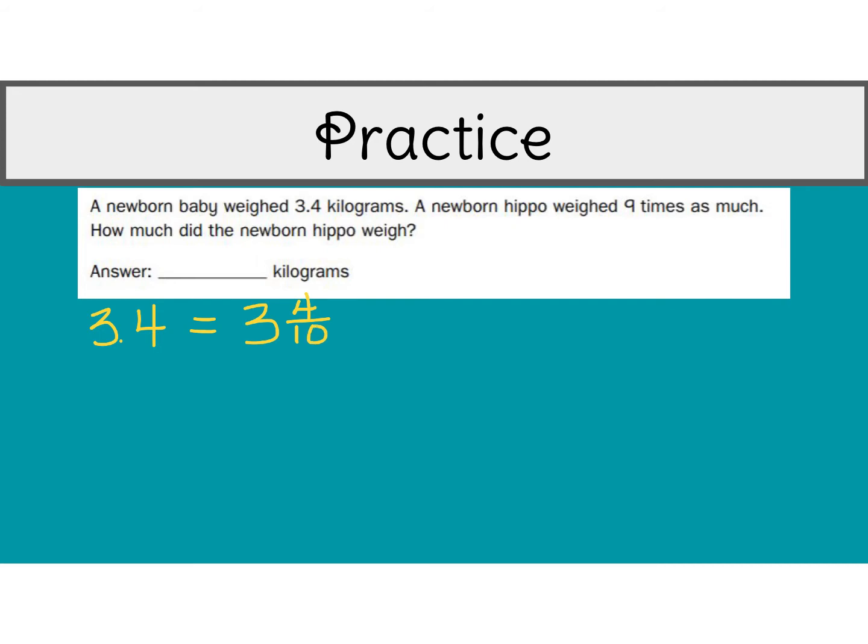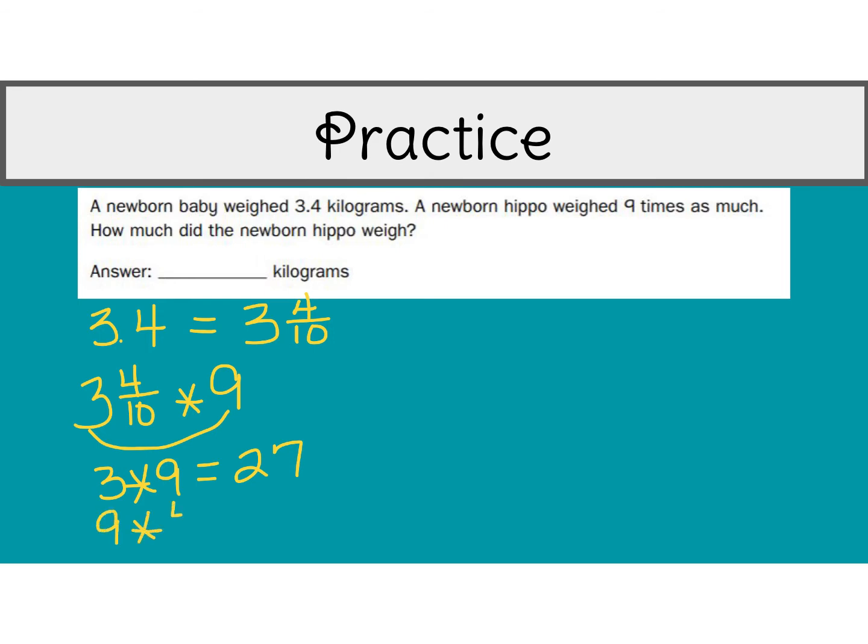So it tells us in the problem that the hippo weighed 9 times as much. So then we would take 3 4/10 times 9. And to solve that, we're going to do 3 times 9 first of all, which is 27. And then we're going to do 9 times 4/10, which is going to give us 36/10.